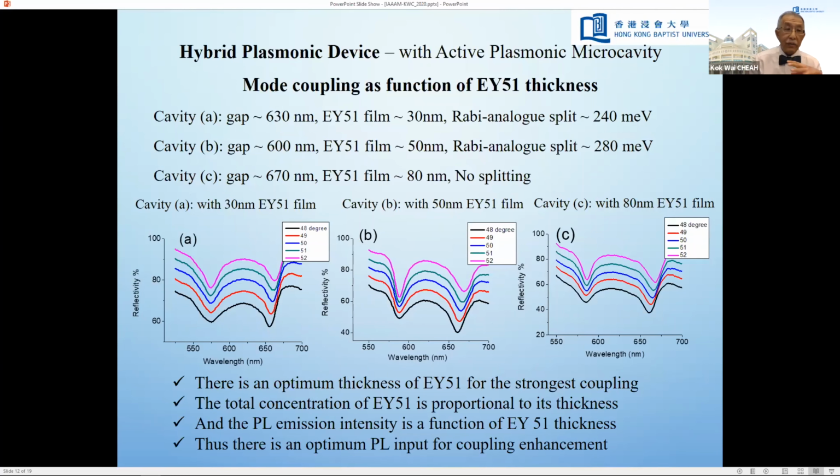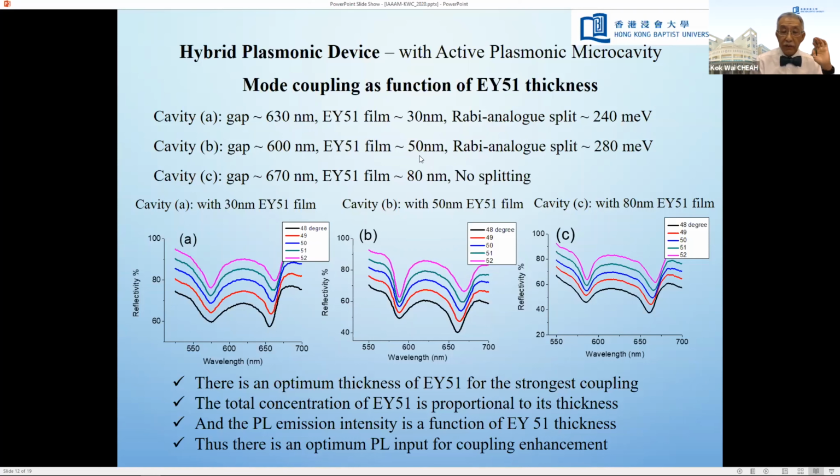So what we have done is use a series of thicknesses of the EY51 film that give different luminescence intensity coming out from the EY51 film. The thickness of the PMMA is adjusted overall to match the constant thickness. Here we can see A, B to C. In A, the gap is at 630 nanometers, and the Rabi-analogue split is 240 nanometers.